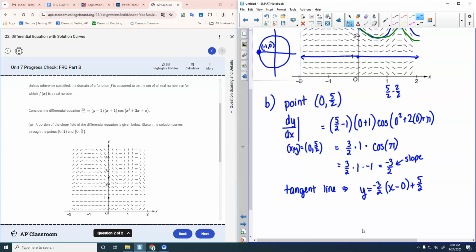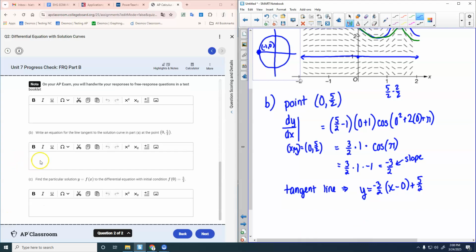Okay, but C for this one is going to ask you to solve the differential equation. It says find the particular solution, y equals f of x, to the differential equation with the initial condition f of 0 equals 5 halves. That y equals f of x is telling you your answer has to be solved for y. You can't just leave it in another form.